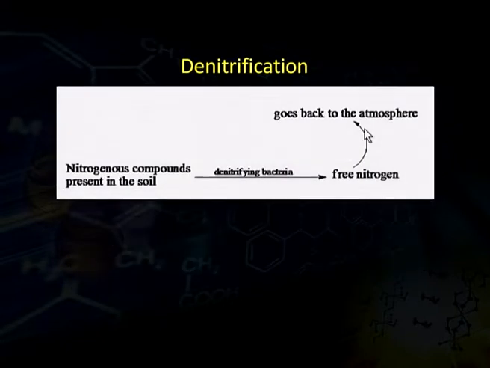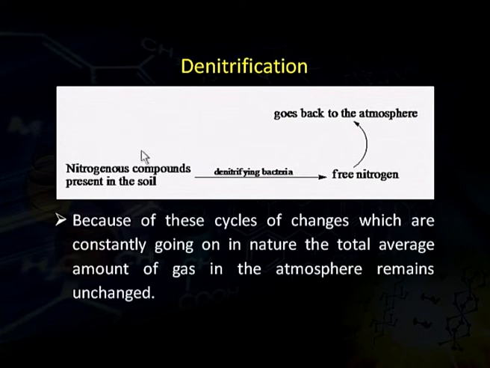Coming on to denitrification. The nitrogenous compounds present in the soil are converted back to free nitrogen with the help of denitrifying bacteria, and this free nitrogen goes back to the atmosphere. If all the nitrogen was fixed by the nitrifying bacteria into some nitrogenous compound, then a time would come when there would be no free nitrogen in the atmosphere.